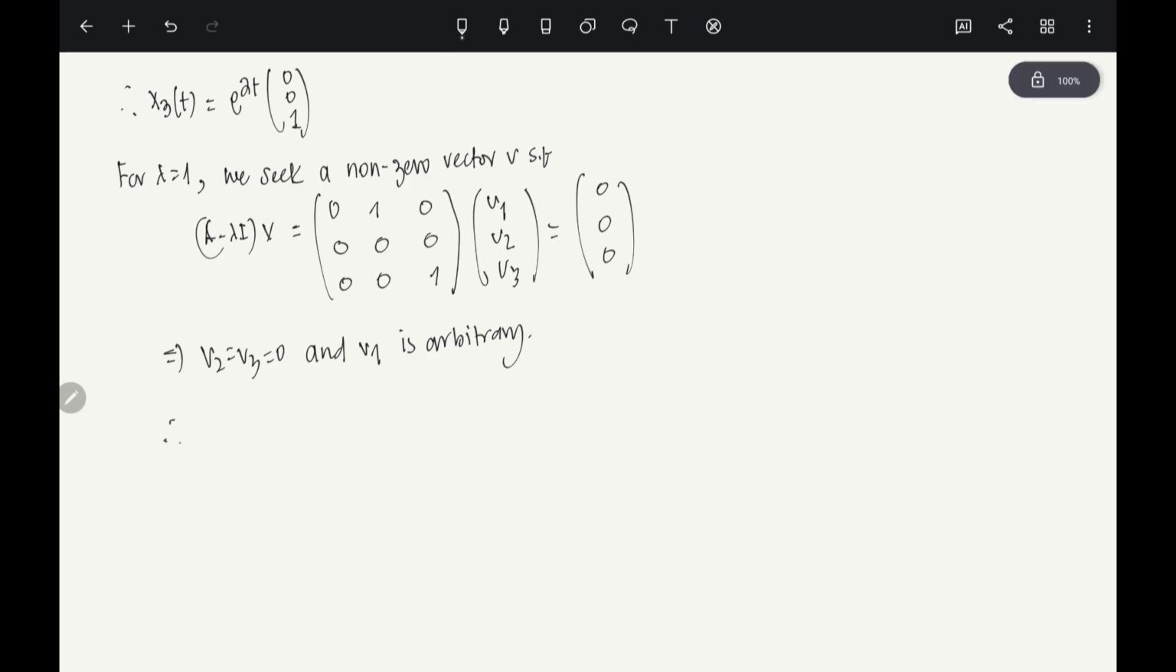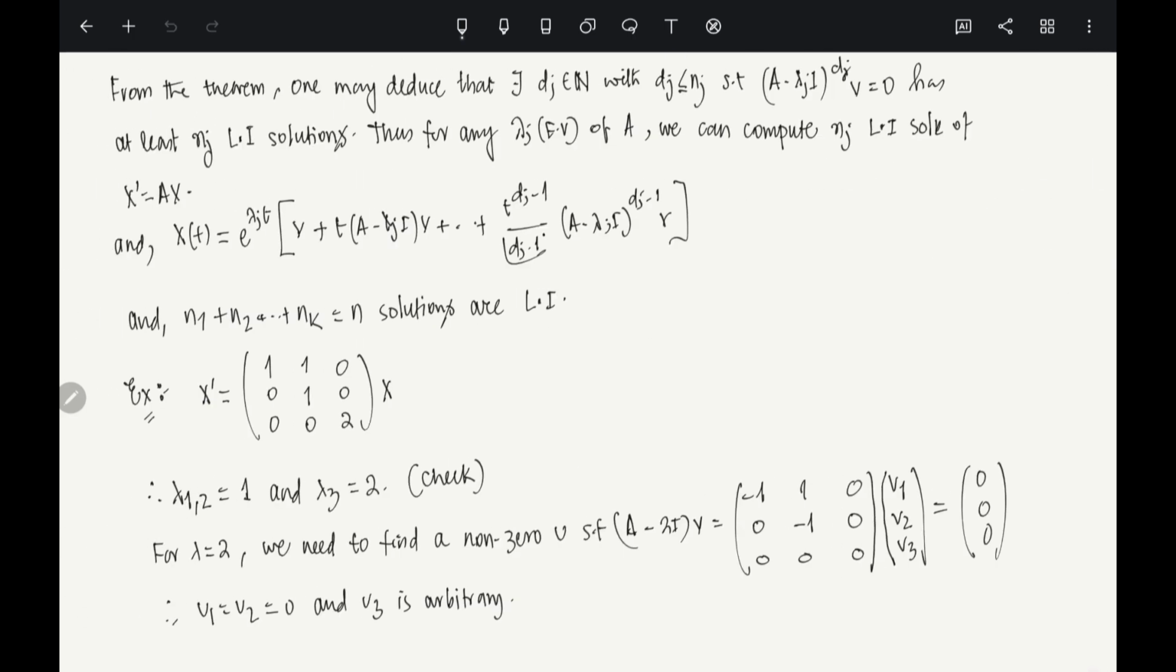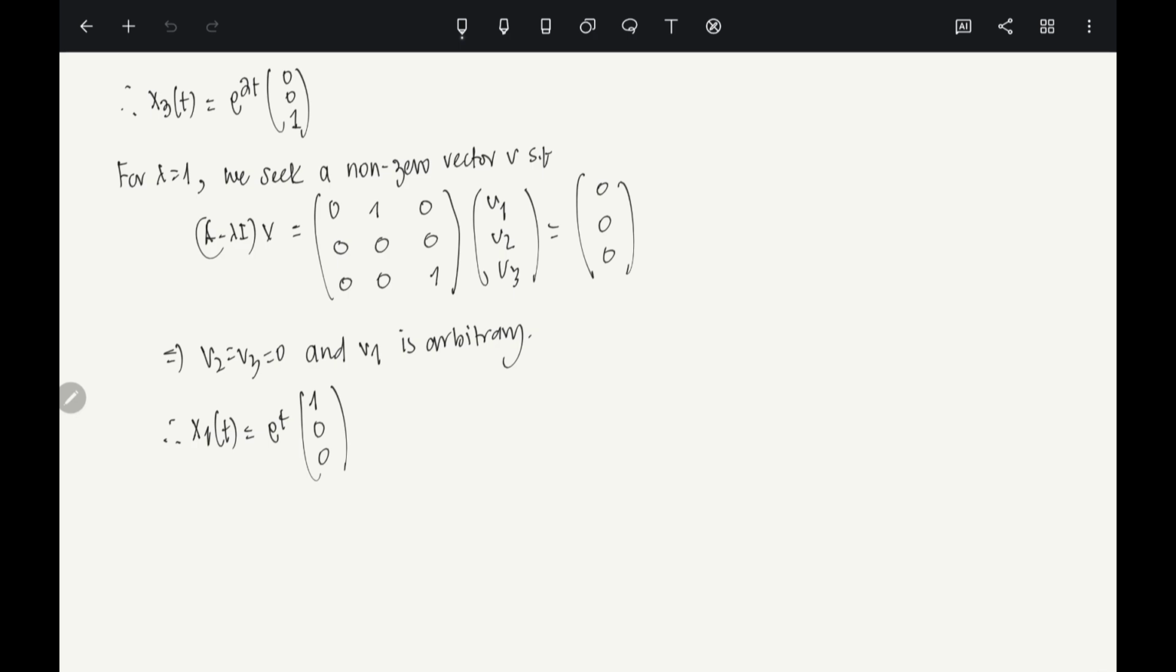So what is the first solution which you are getting? x1 of t is e to the power t times (1, 0, 0), since v2 and v3 are 0. This is one solution. So x1 is one solution, x3 is another solution. I need to find another solution, and then that will give us the general solution. How do I find the next solution? So the question now is how to find the third linearly independent solution.